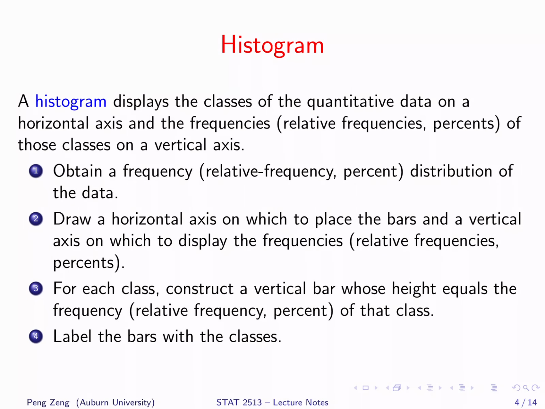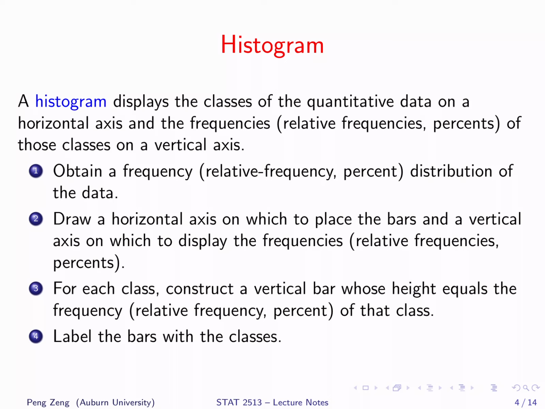After grouping observations, we will usually draw a histogram. A histogram displays the classes of the quantitative data on a horizontal axis and the frequencies of those classes on a vertical axis. Sometimes, instead of frequencies, we may also use relative frequencies or percentages. The steps below explain how to draw a histogram.